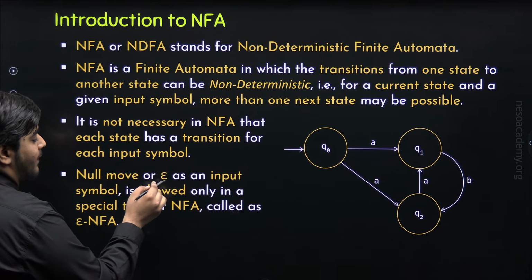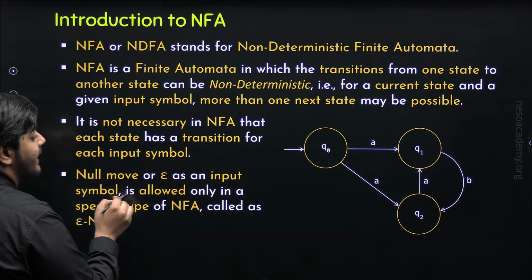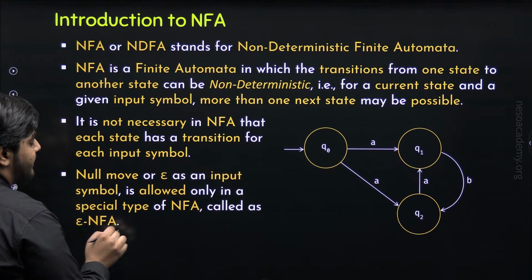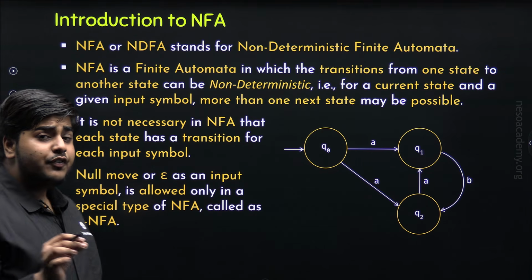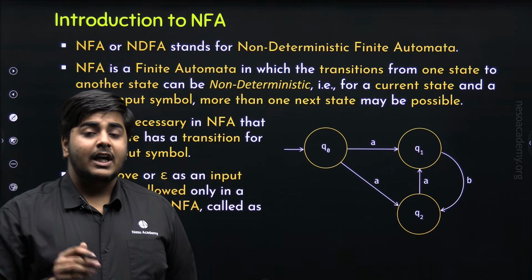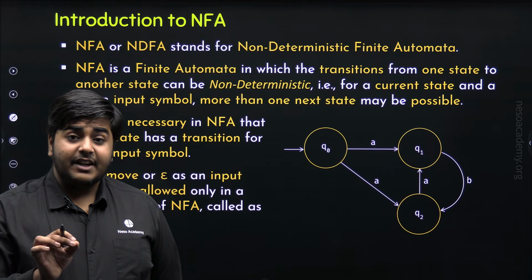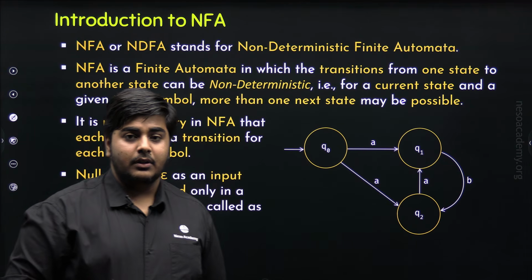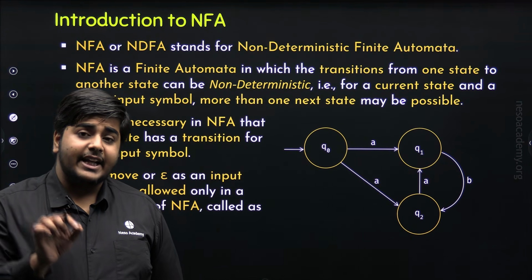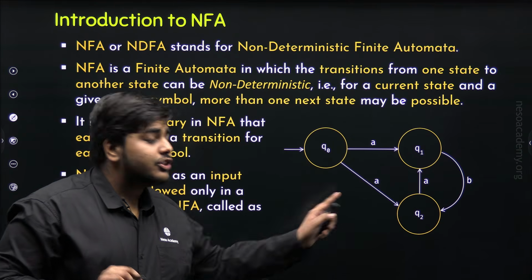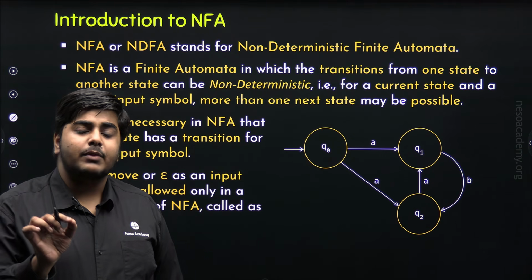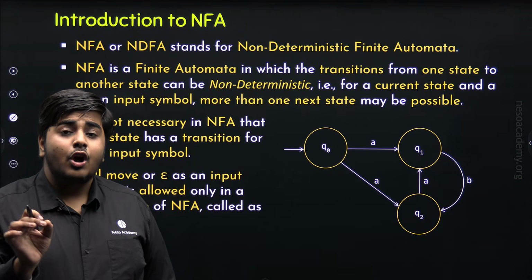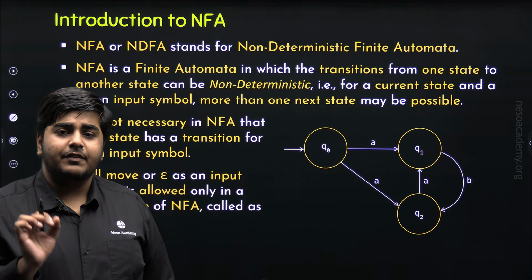Null move or epsilon as an input symbol is allowed only in a special type of NFA called epsilon NFA. Now, if you remember, while explaining DFA, I told you that in DFA, every transition should be triggered by an input symbol. And similarly in NFA also, every transition should be caused by an input symbol from the alphabet. There cannot be any epsilon transition or a null move in a regular NFA.